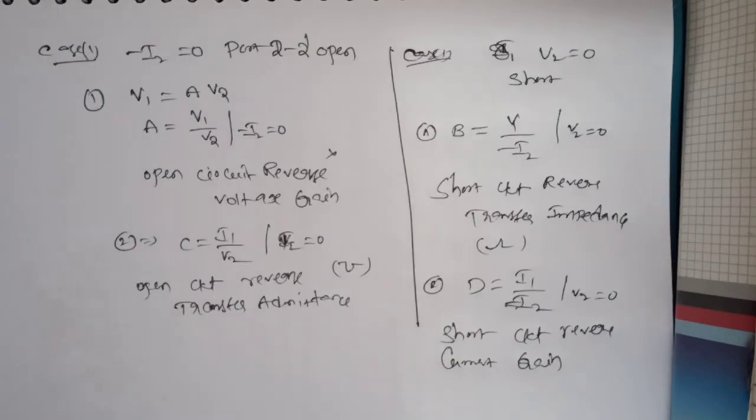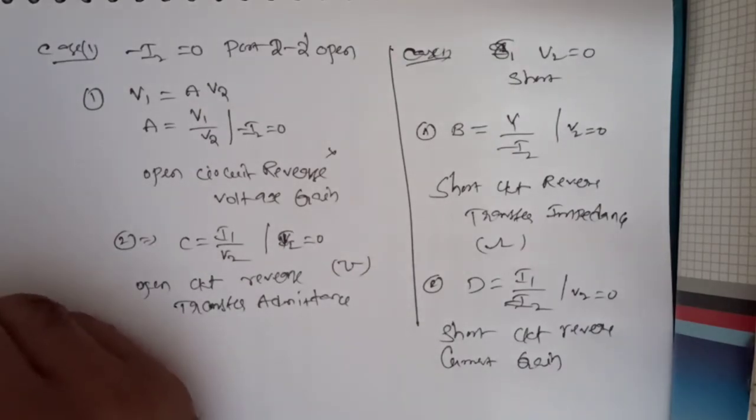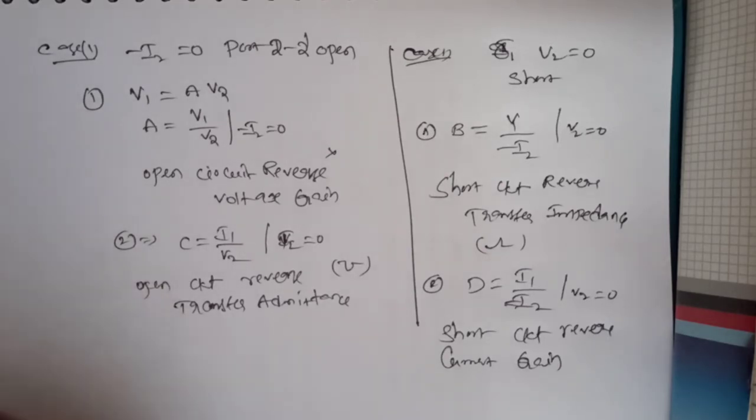So the reason why we call these transmission parameters, with the negative sign of I2 as minus I2, is that the ABCD parameters are effectively used for the analysis of power transmission lines. So in the analysis of a transmission line, the input side is called the sending end and the output side is called the receiving end.